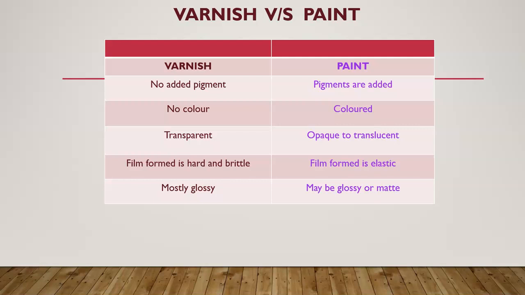The varnish film is hard and brittle, while a paint film is elastic. Varnish is mostly glossy, while a paint film may be glossy or matte.